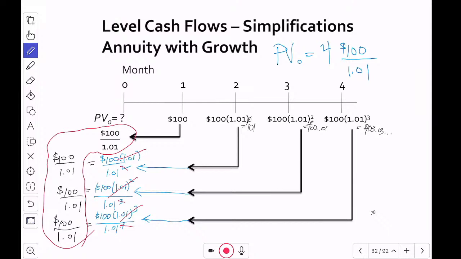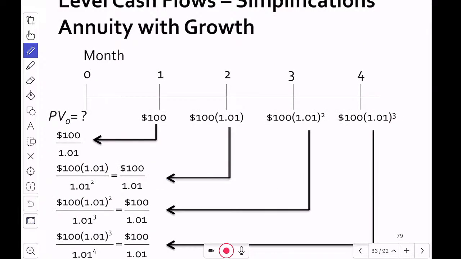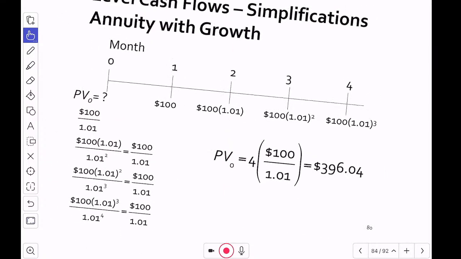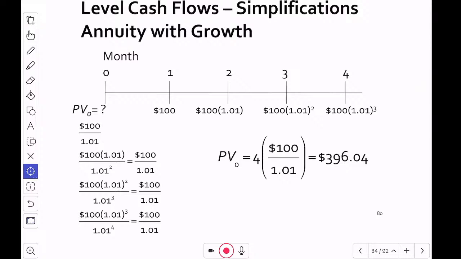In general, you could say, did I write it here? So here I have it printed out neatly for you. Here is the formula, or the final answer, 396.04 on page 80. So in general, when this happens, when I equals G and all the other conditions are met, the fair price would be the duration times C1 over 1 plus I.